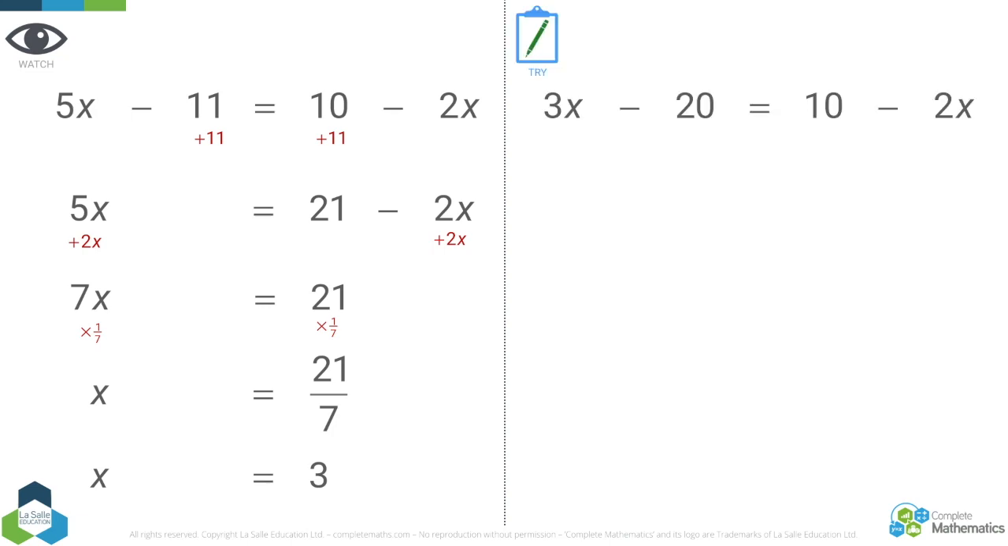So I will allow you the opportunity now to try one on your own. Again, this would be the point where you would pause the video and check your solution against my solution.